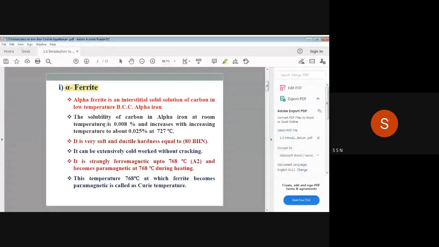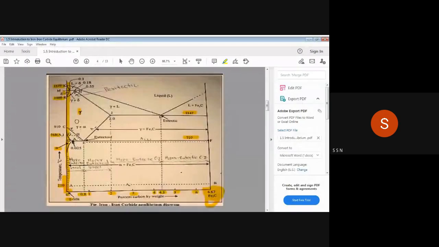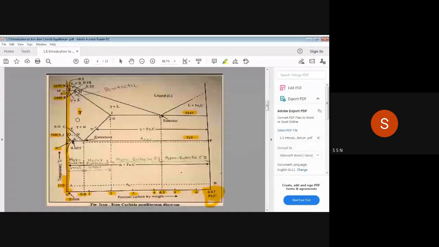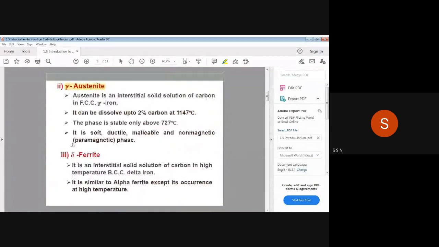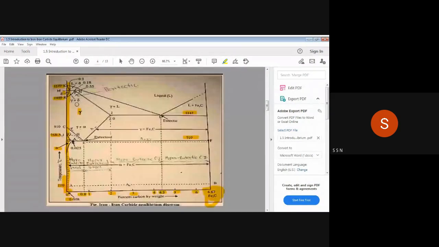Secondly, in that diagram you can observe gamma. That gamma is called gamma austenite. And third, delta. That delta we will call delta ferrite. Once again: alpha ferrite, gamma austenite and delta ferrite.